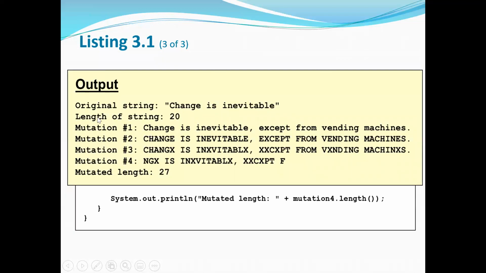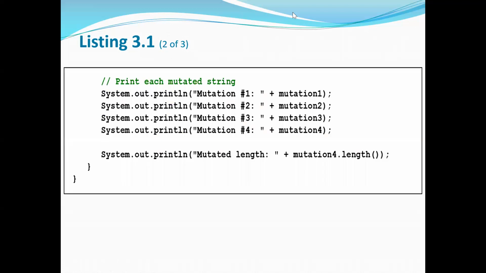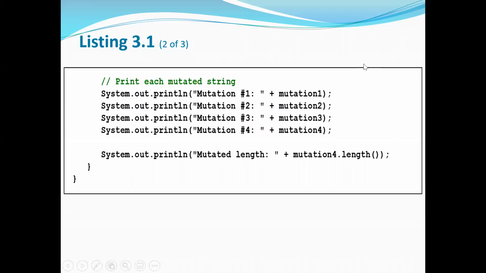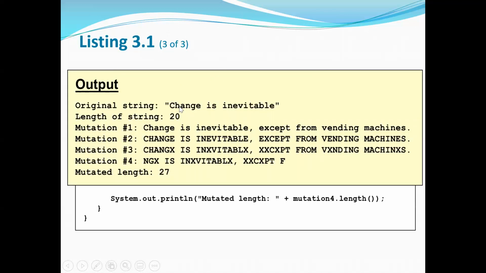So we can see the original string as we saw it earlier: change is inevitable. Then we call the length method to give us the length of the phrase object. So change is inevitable is 20 characters. So the answer is 20. Now we did a concat. We join change is inevitable with a set from vending machine. So it prints all at once.